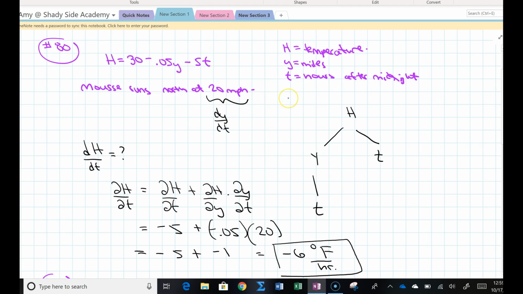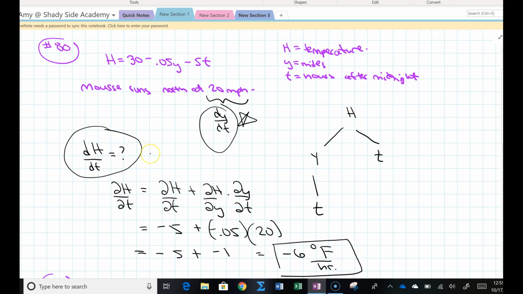So just look at my purple for a second. So here's the thing. They tell you the moose runs north at 20 miles per hour. In terms of rate, this is the moose's dy/dt, because y is the miles north. So if the moose is running north at 20 miles per hour, this is dy/dt. The question is asking you, at what rate does the moose perceive the temperature to be changing? They're asking you for dh/dt.